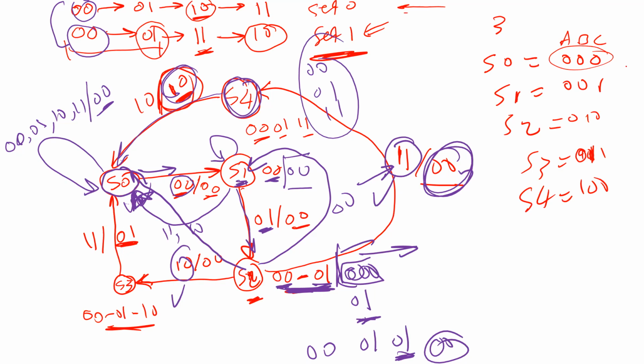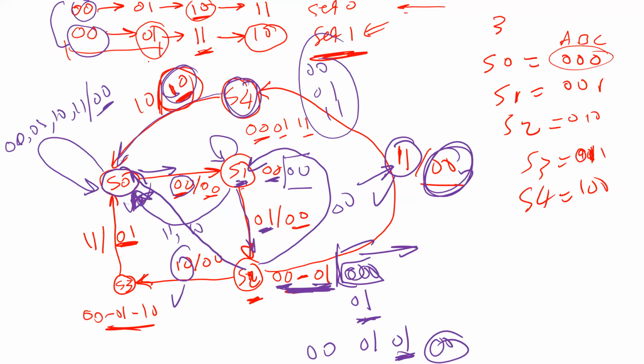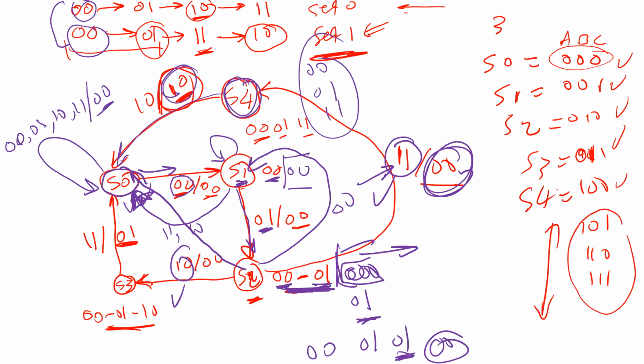This is ABC. If you go to the table here, you only need to focus on 0, 1, 2, 3, 4. What about the rest? We still have 5, 6, 7. In all these cases, they should be don't care, because they are not going to happen. I'm going to use only 5 states out of the 8.